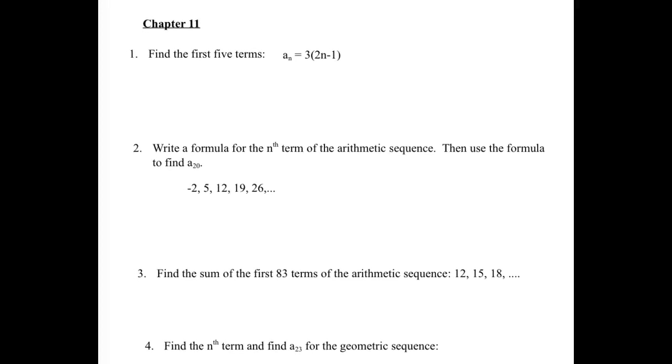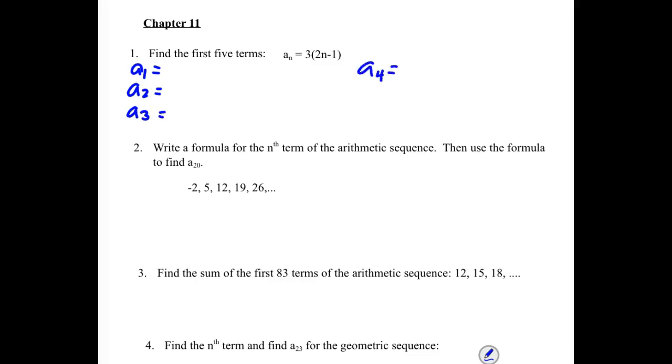So let's use those formulas. It says find the first 5 terms. Now here we're being given a formula for our sequence. They're just saying generate the first 5 terms. So we need a sub 1, a sub 2, a sub 3, a sub 4, and a sub 5. All right, we're just plugging those numbers into our formula. So first term would be 3 times 2 times 1 minus 1. Second term, 3 times 2 times 2 minus 1. 3 times 2 times 3 minus 1, etc.